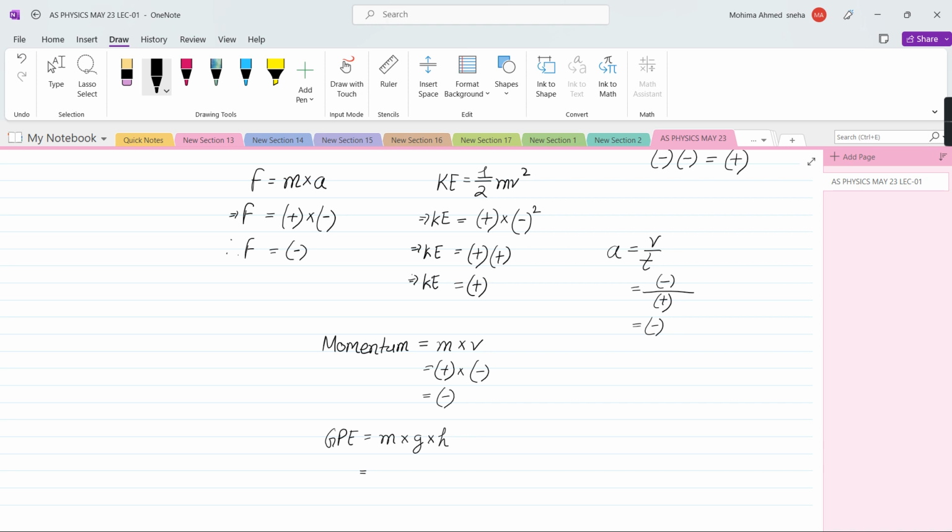If you are just concerned with whether acceleration is a vector quantity or a scalar quantity, then you have to use the calculations that I've written on the screen. According to the equation, velocity over time: velocity is a vector quantity, so it will be minus, and time is a scalar quantity, so if you divide it, the final sign for acceleration is going to be negative. And this indicates that acceleration is indeed a vector quantity.